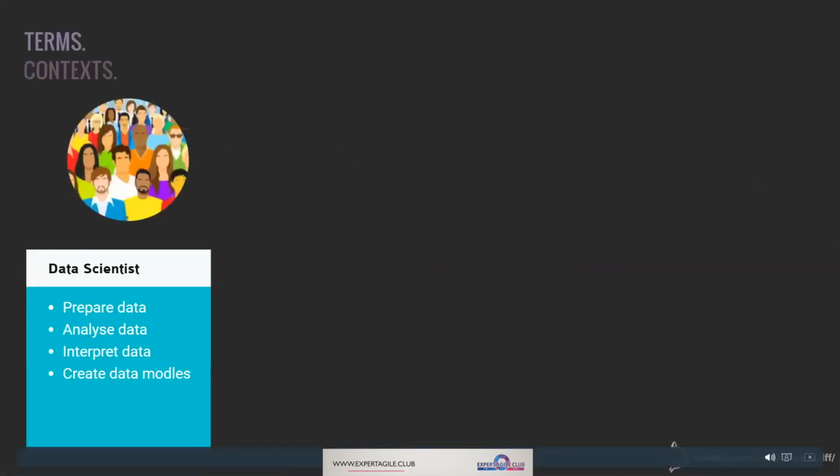But before we go any further, what I'd really like to do is start off with just a baselining of a few of the key terms and a few of the key contexts. First off, we have data scientists. Now, data scientists are the people who are responsible for analyzing, interpreting, and the processing of extremely large sets of data. They are also responsible for identifying patterns in that data and using those patterns to create computational models that underpin the actual machine learning itself.